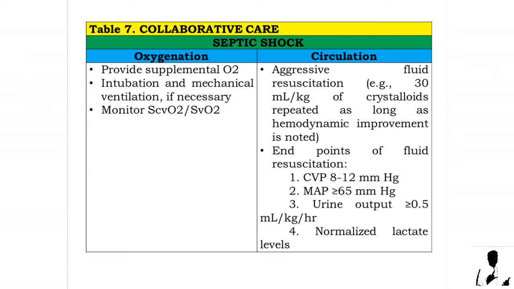1. Central venous pressure of 8 to 12 mm mercury. 2. Mean arterial pressure of greater than or equal to 65 mm mercury. 3. Urine output greater than or equal to 0.5 ml per kilogram per hour. And 4. Normalized lactate levels.